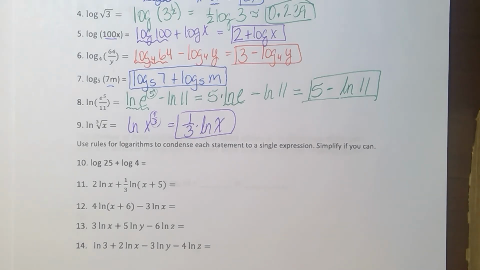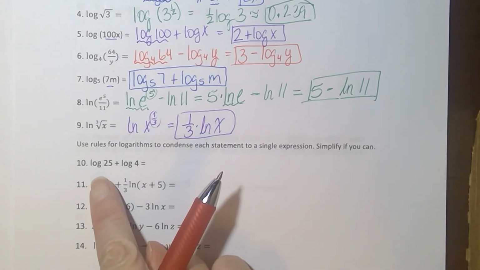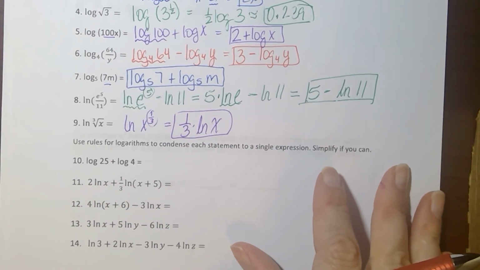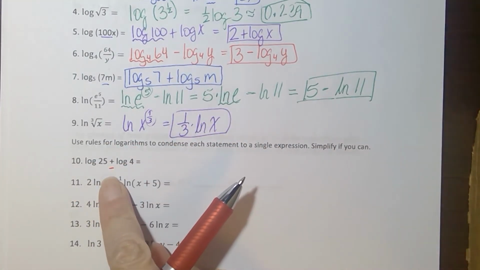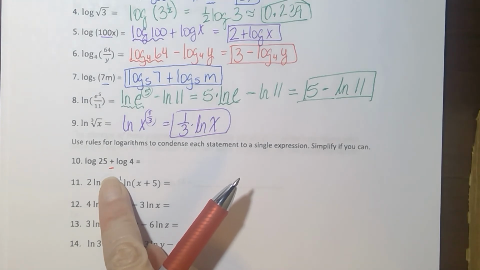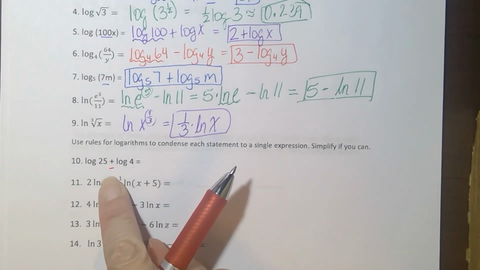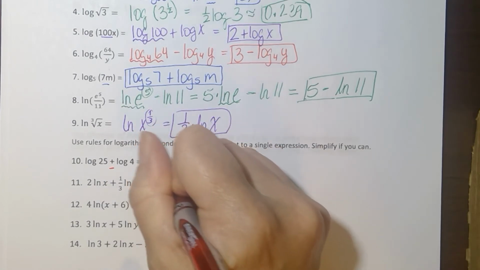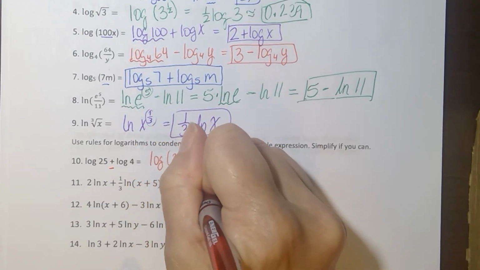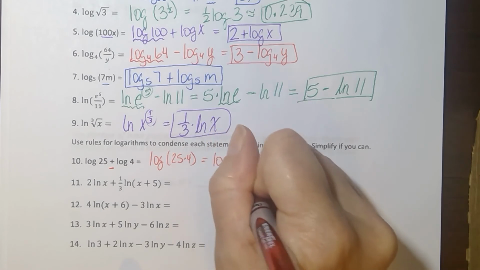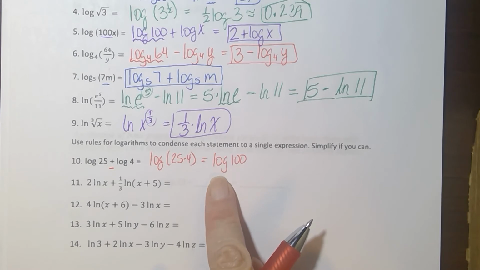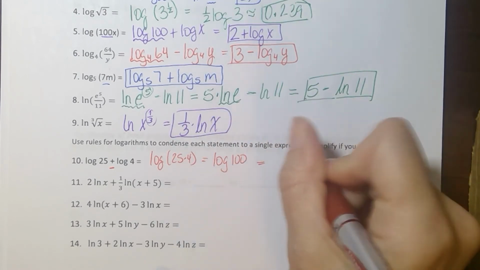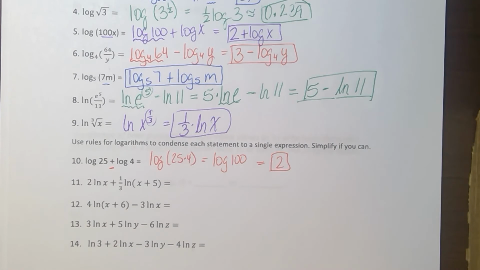On this first one, I have common log of 25 plus common log of 4. Can't simplify either one of those statements, but I can rewrite this addition of 2 log statements using my product rule by multiplying the arguments, which would give me log of 25 times 4. Well, 25 times 4 is 100. Log of 100. Well, common log is base 10. What's the exponent of 10 that gives me 100? It's 2. So I was able to completely simplify that.